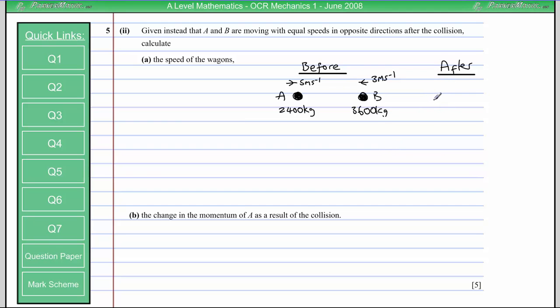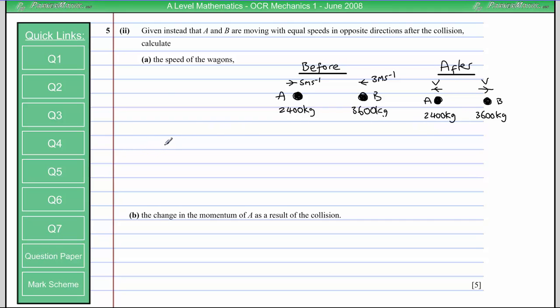The diagram for after the collision will be different now, because we'll still have two particles. They won't combine for this part. So here's particle A, still has a mass of 2,400 kilograms, but they're going to be moving in opposite directions. So we'll say this one is moving to the left with a speed v, and we've got particle B with a mass of 3,600 kilograms, and that is moving to the right with the same speed v. Although it looks as though there are two things that we don't know in this diagram, they're actually represented by the same letter, so we only have one unknown in our momentum equation.